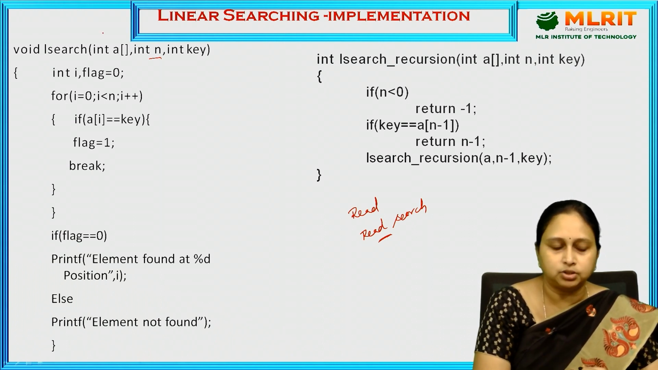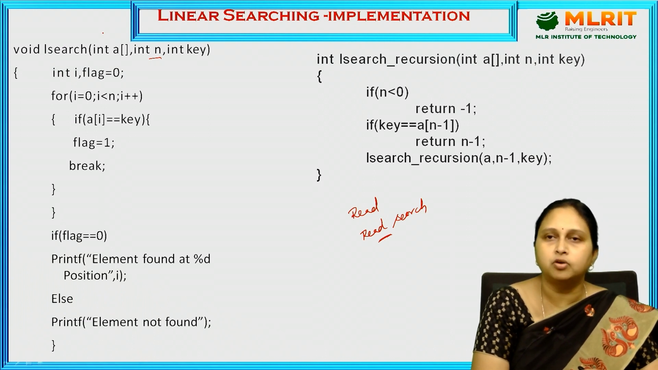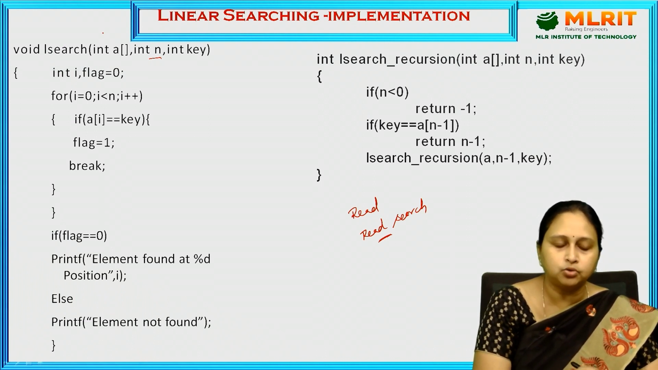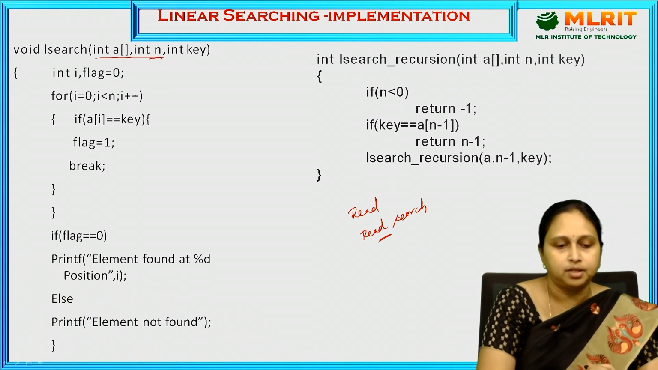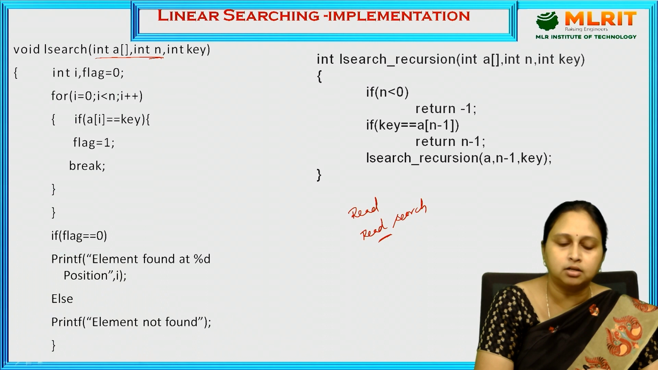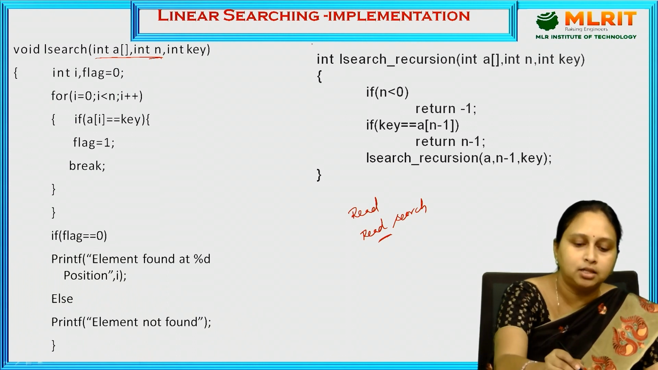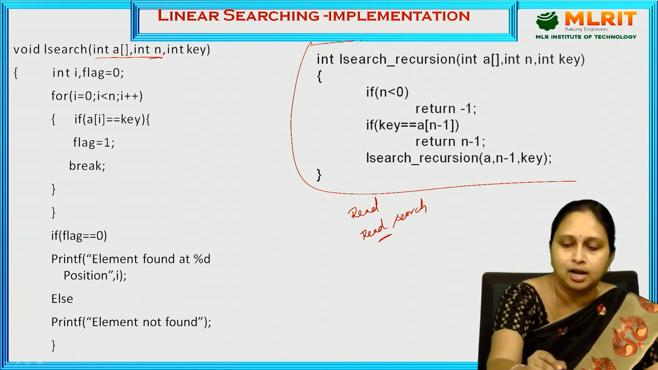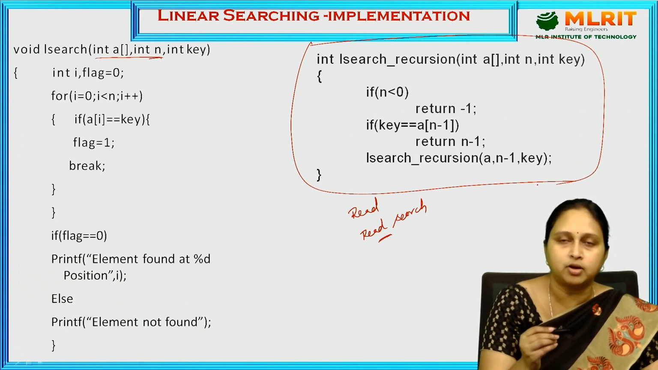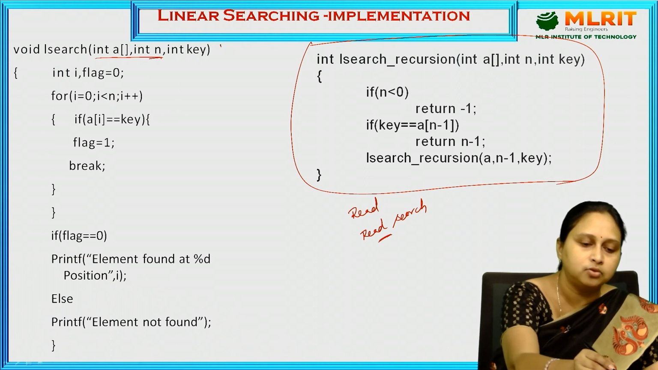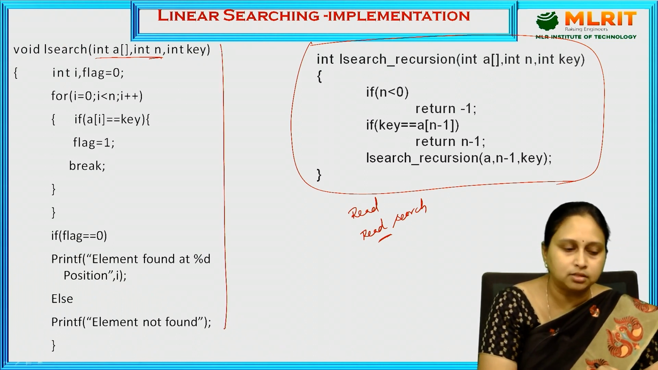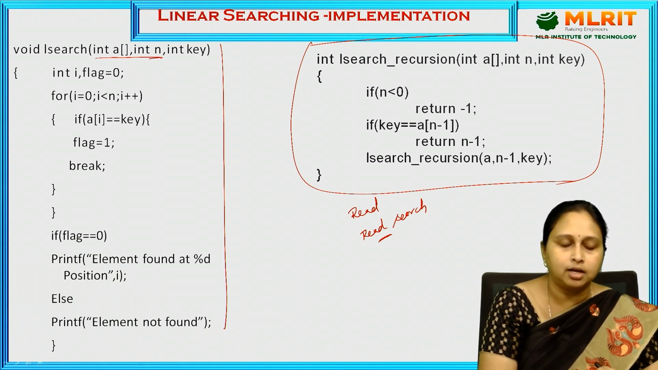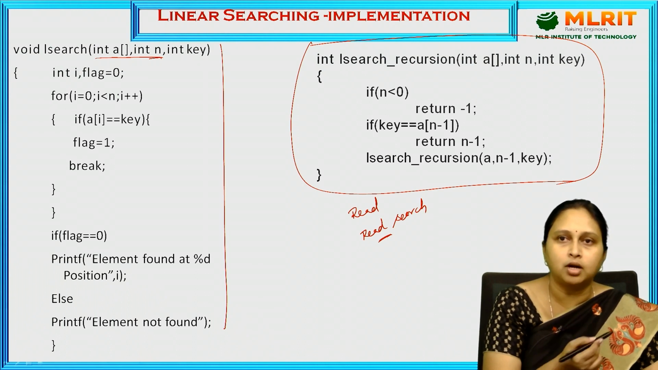We can write the main function, and after that we are going to call the linear search function. Linear search can be done in two ways: by using a recursion function as well as a non-recursion function. The part you are seeing on the right hand side is called the recursion function, where the function calls itself. And the one on the left hand side is nothing but a non-recursion function. That means here we are not calling the function recursively, right?